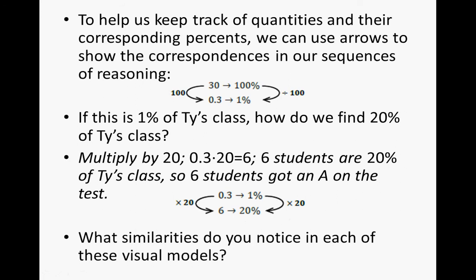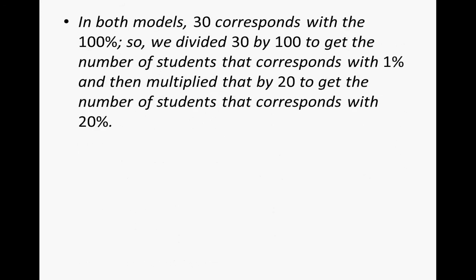So what similarities do you notice in each of these visual models? Well, in both models, 30 corresponds with 100%, so we divided 30 by 100 to get the number of students that corresponds with 1%, and then multiplied that by 20 to get the number of students that corresponds with 20%.